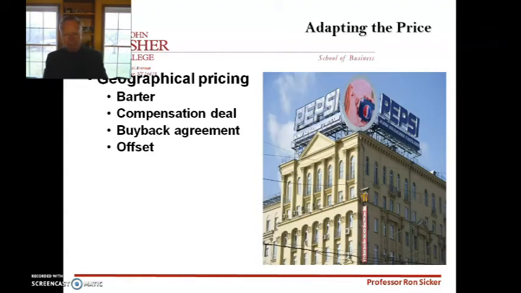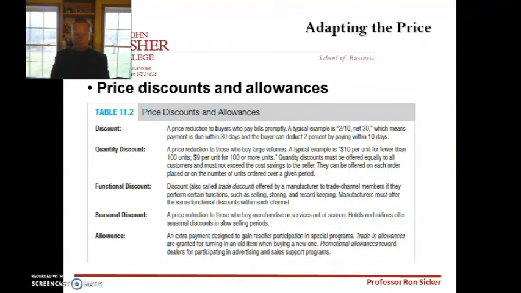Adapting the price geographically. Obviously, things in New York City are a lot more expensive than things here. Things in Rochester are a lot more expensive than in the Midwest. Globally, there are barter systems and all kinds of compensation deals. There are all kinds of different ways to adapt the price.